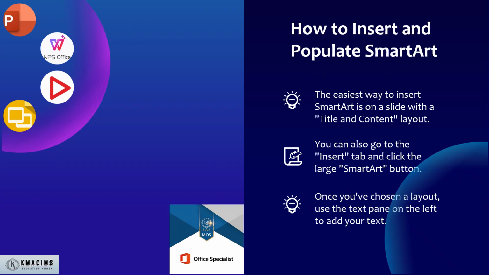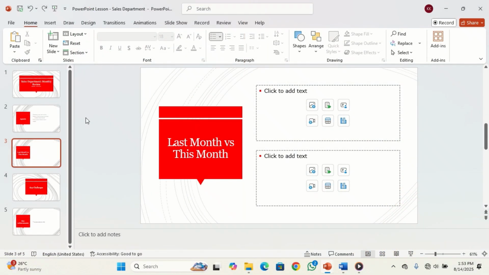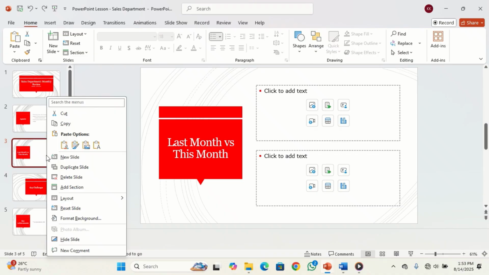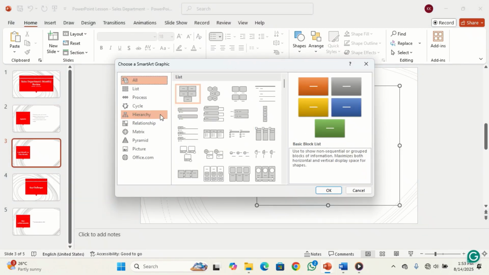How to insert and populate SmartArt. There are two main ways to insert SmartArt. 1. From a placeholder. The easiest way is on a slide with a title and content layout. In the content placeholder, you'll see several small icons. Click the one that looks like a diagram. That's the SmartArt icon.